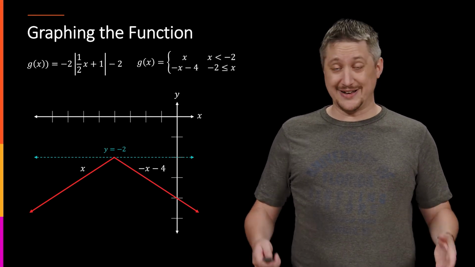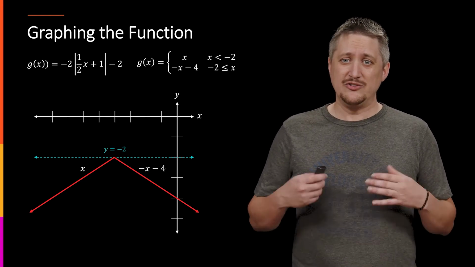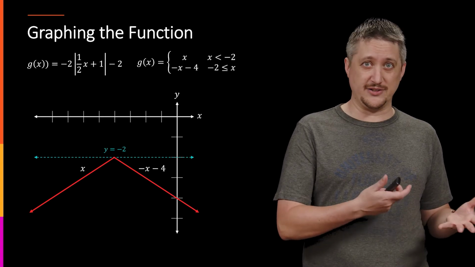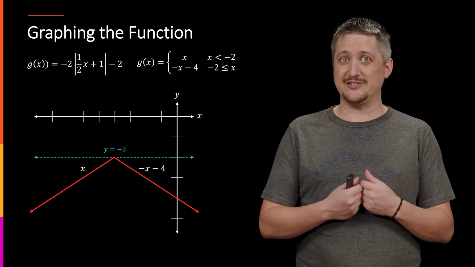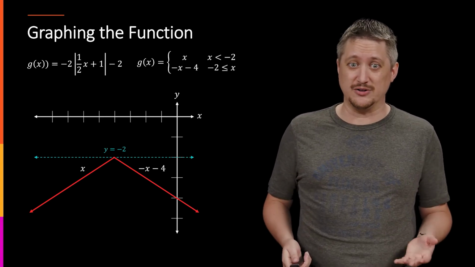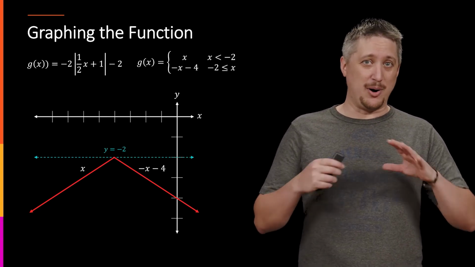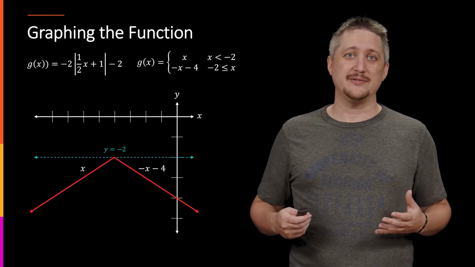But here, the entire graph is negative. So just because we have an absolute value doesn't mean that it has to be positive values. It doesn't necessarily have to go up. It doesn't even necessarily have to have any positive parts at all, like this one doesn't. That just has to do with a part of the function, not the whole thing.